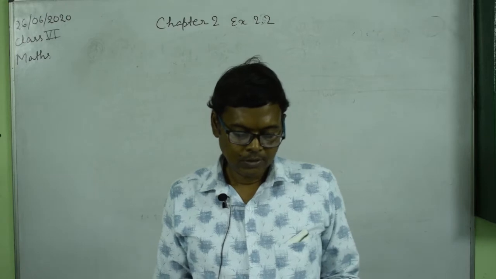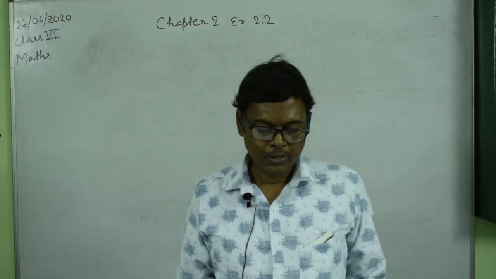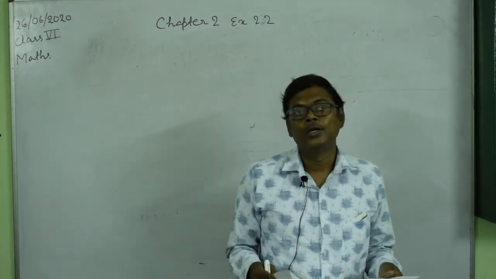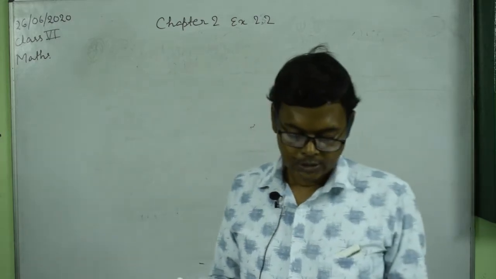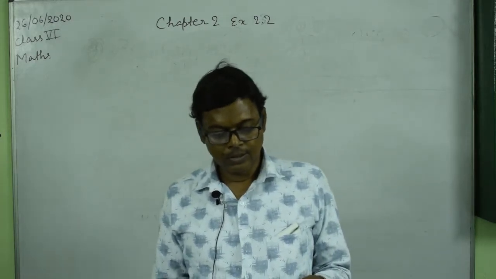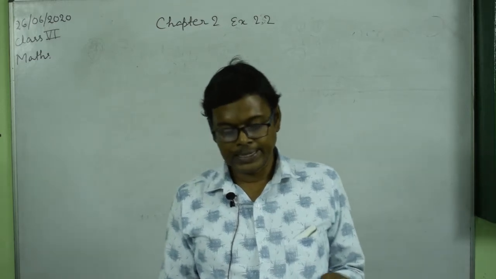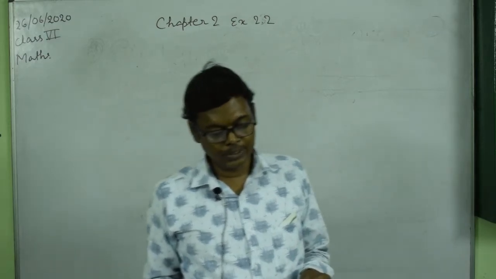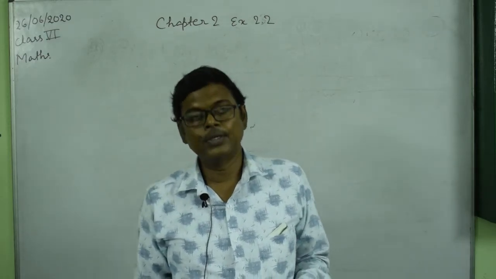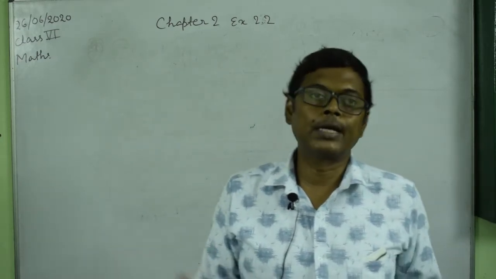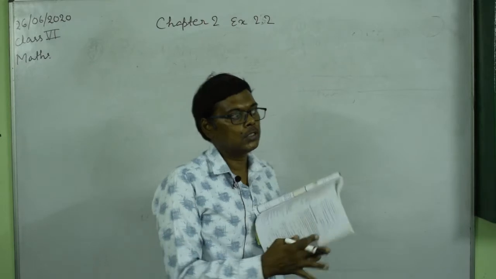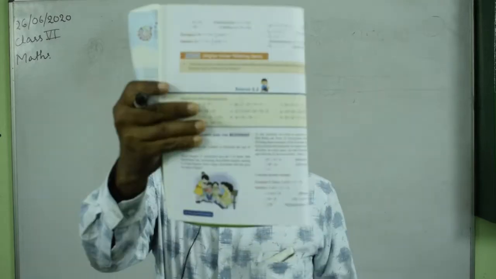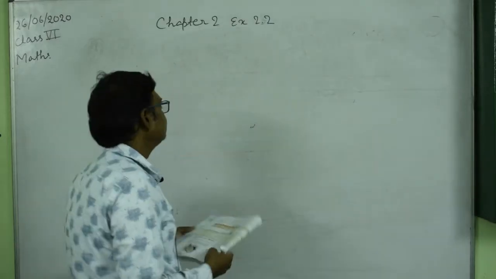I have discussed some topics before in exercise 2.1, but here in exercise 2.2 you have more questions, and there is also an exercise 2.3. Here the brackets are not involved, but in the next topic we will also discuss how to solve questions involving brackets. Here you have expressions with division, multiplication, addition and subtraction signs. So let us see how to solve exercise 2.2. This is your book, and now let us start.